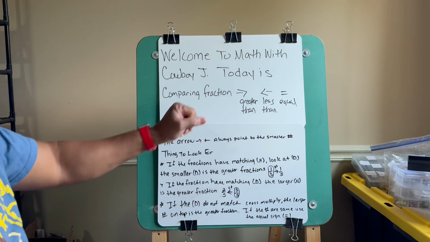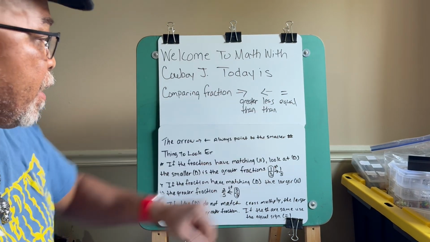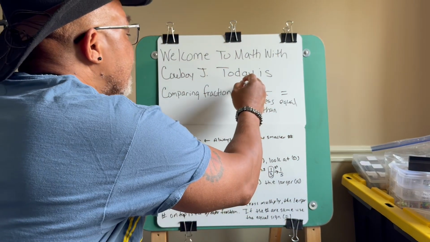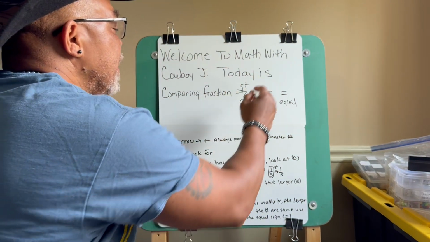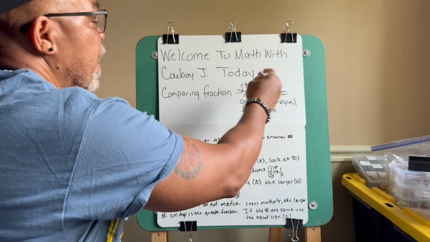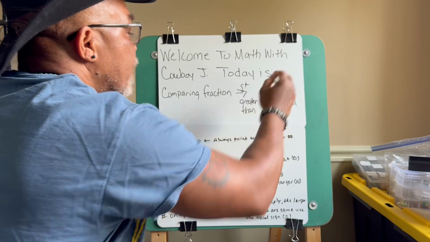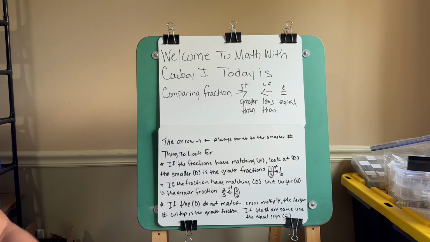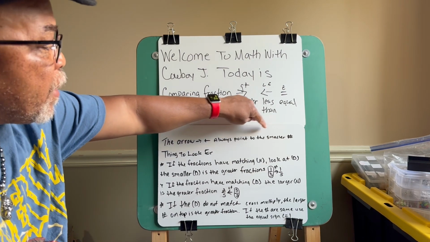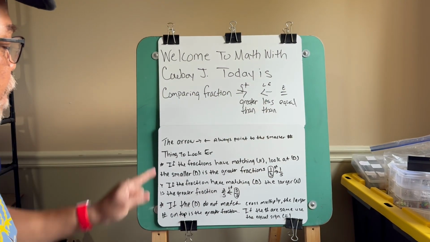Today is comparing fractions: greater than, less than, equal to. And you'll see me put these initials at the top when I draw it. GT and LT, which stand for greater than, less than, or just the E by itself for equal. All right, let's get into the things we need to know. The arrow always points to the smaller number.